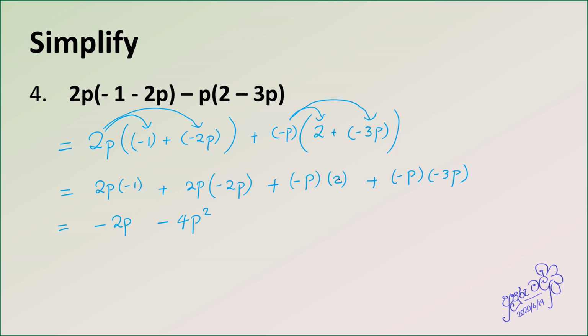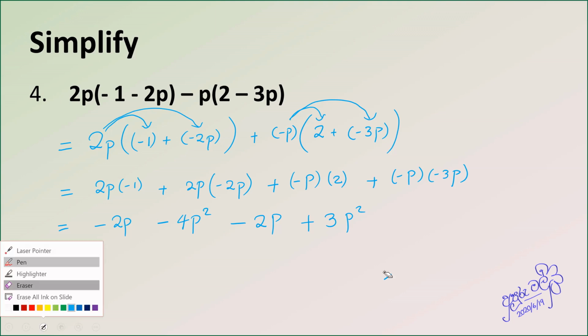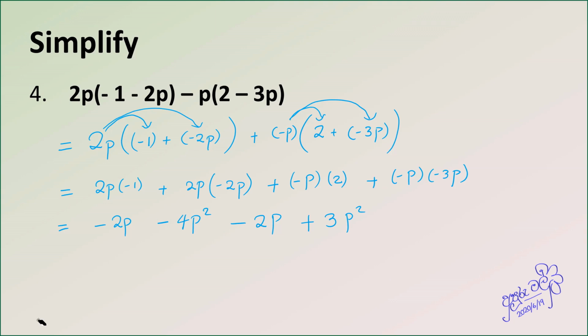p squared. And then minus p times 2, minus times plus is minus. The coefficient is 2, and then p. Here minus times minus is a plus. 1 times 3 is 3. P times p is p squared. Okay, now we have 4 terms and 2 of them are like terms.